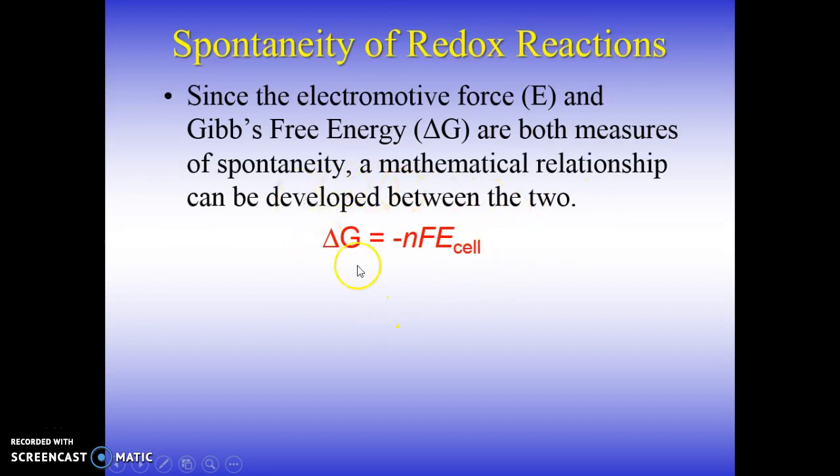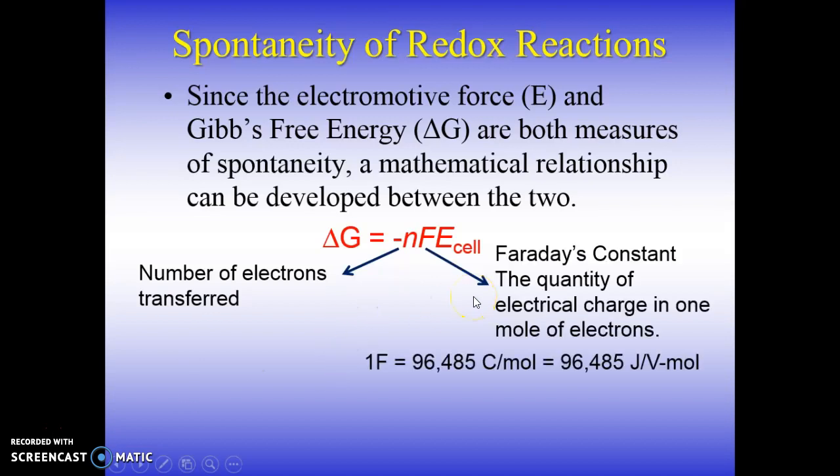So one of the new equations is that the change in Gibbs free energy is equal to negative NF E of the cell. Okay, so what are all these things? N is the number of electrons, so it matters how many electrons are moving. Do we have 2 electrons moving? Do we have 10 electrons moving? F is Faraday's constant. It is actually the quantity of electrical charge in 1 mole of electrons.